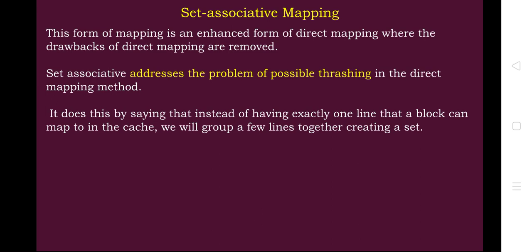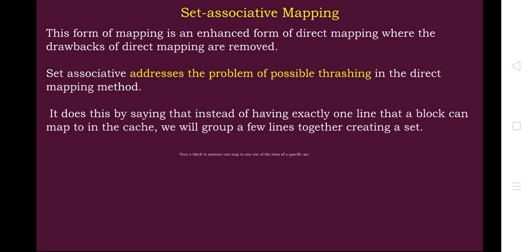Let us see what that improvement is. It does this by saying that instead of having exactly one line that a block can map into in the cache, we will group a few lines together, creating a set. So associative mapping gives only one line of information, whereas here we are creating a set of lines from the same address.